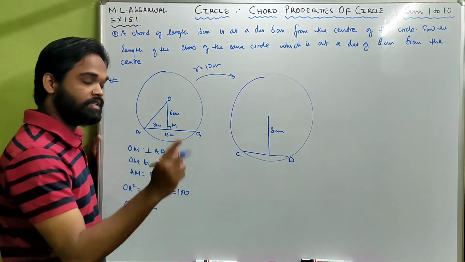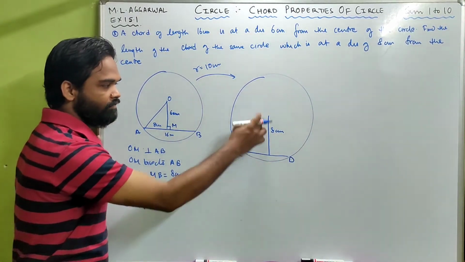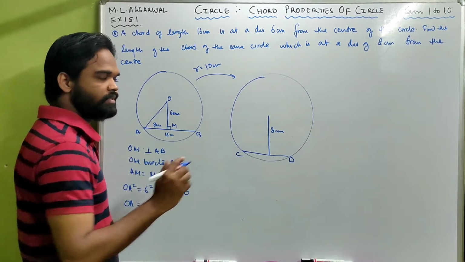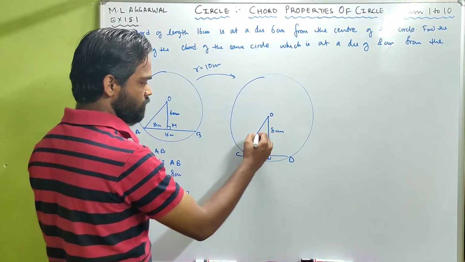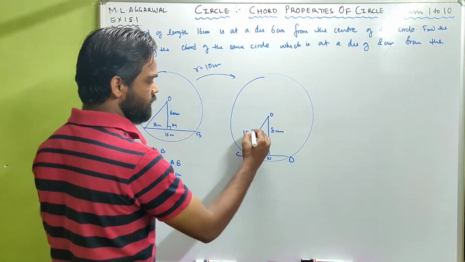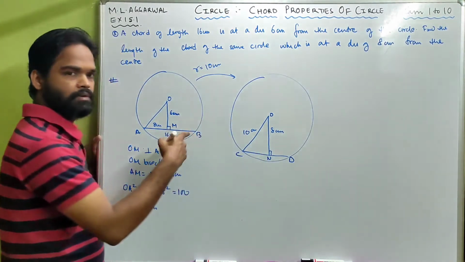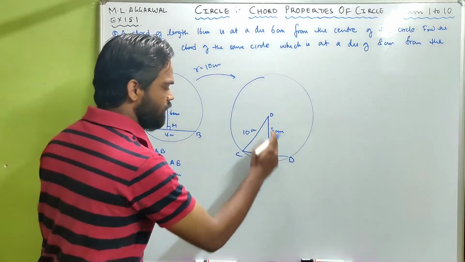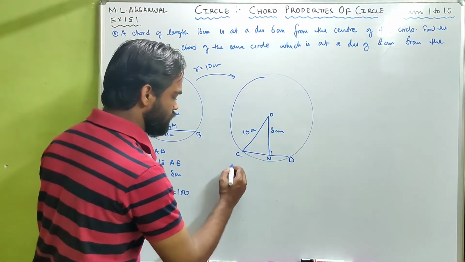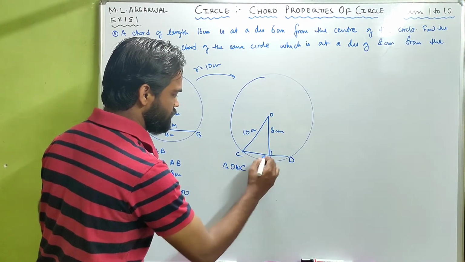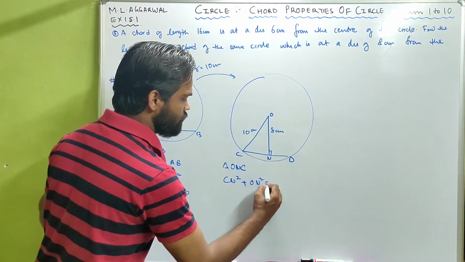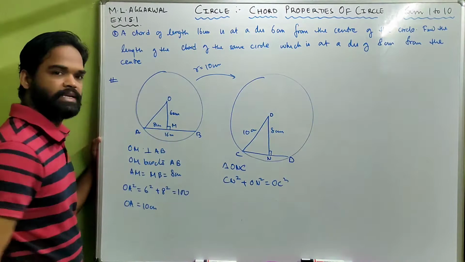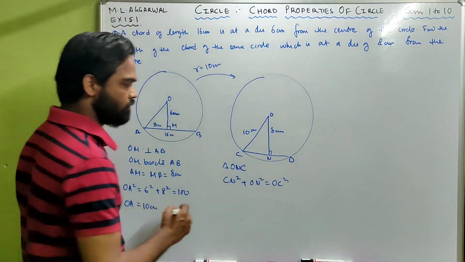Now we need to find, for the same circle, the length of the chord which is at a distance of 8 centimeter from the center. Suppose this is O and this is N. This we know, this is 10 centimeter. We just got it. OC is the radius only. Now in triangle ONC, if you look carefully, CN square plus ON square is equal to OC square, because OC is the hypotenuse, isn't it?